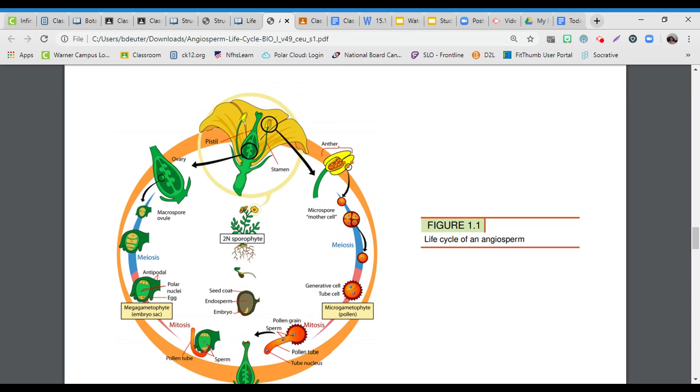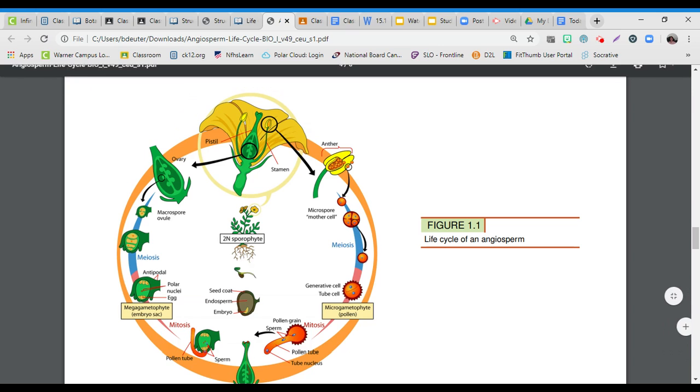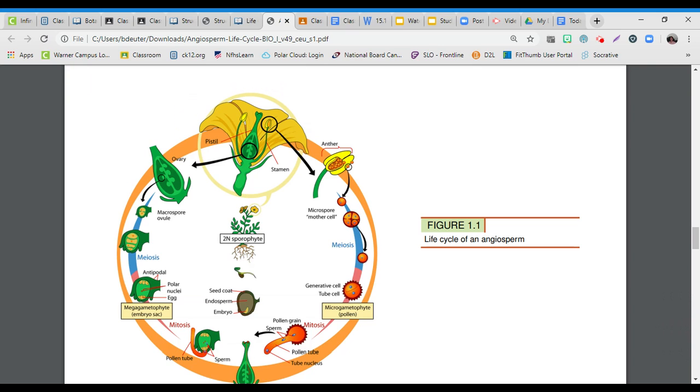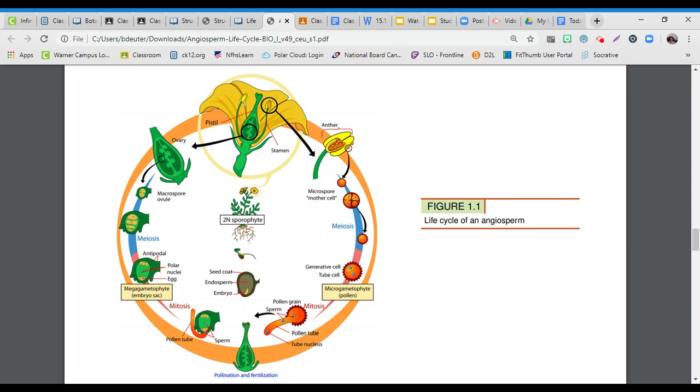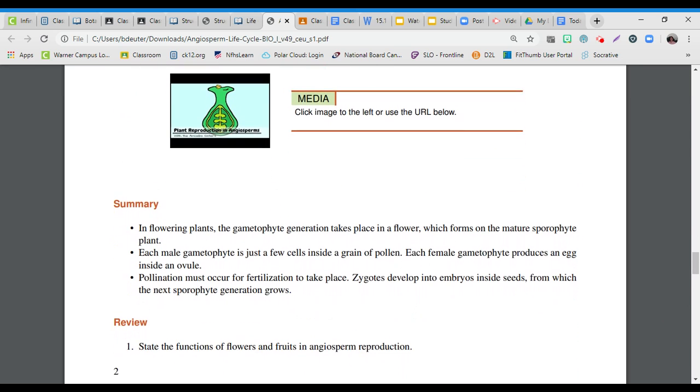They still go through alternation of generations. However, they will only be able to produce either an ovum or pollen. So they can only produce one of the gametes, male or female, and they will need the other one to be produced by another plant. So that is alternation of generations for flowering plants.